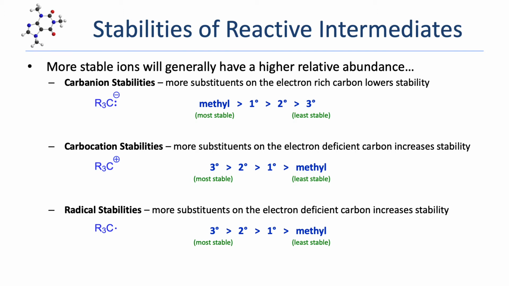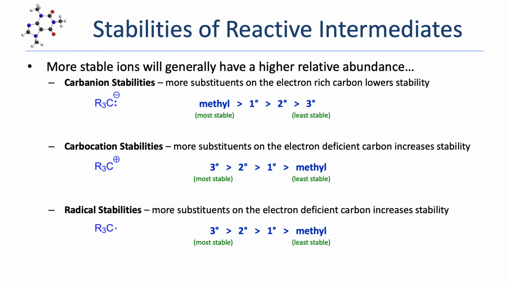Let's start with carbanions. A carbanion is just a negatively charged carbon, and a negative carbon will always have a lone pair. For right now, the major stability trend that we're going to look at is related to the degree of substitution on the negative carbon. The higher the degree of substitution, the less stable the carbanion.